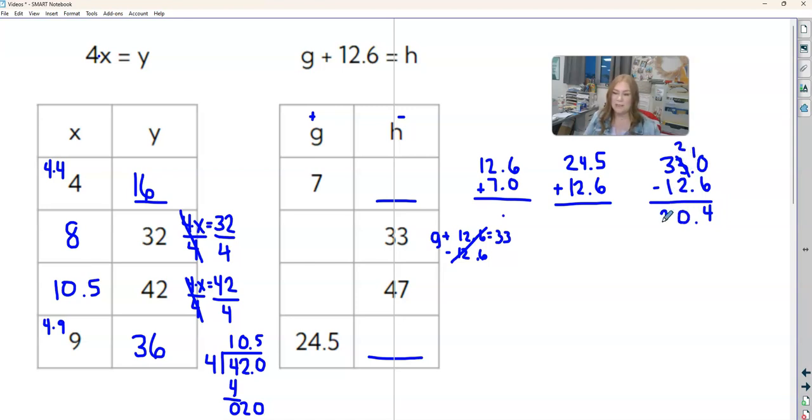3 minus 1 is 2. So this one is 20.4. So then our last one, we have G plus 12.6 equals 47. So we're trying to get G by itself. So we're going to minus 12.6 on this side. And if I do it to that side, I need to do it to this side.